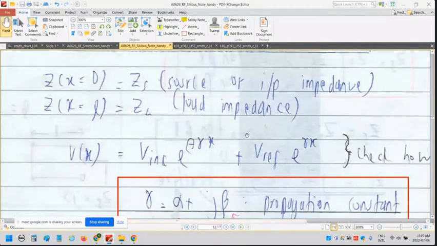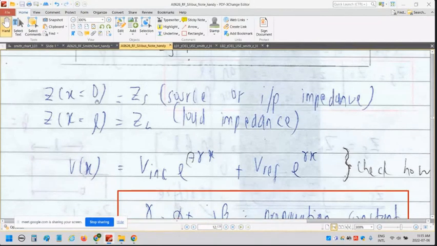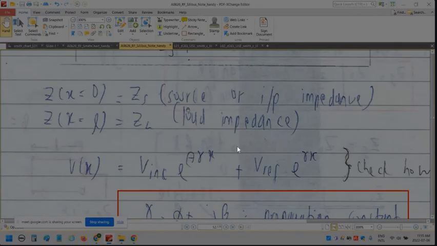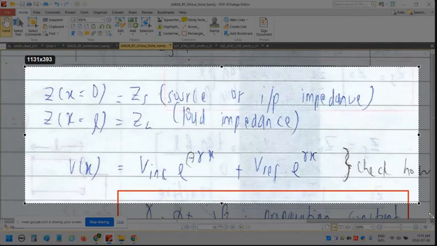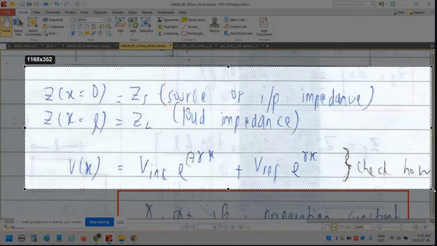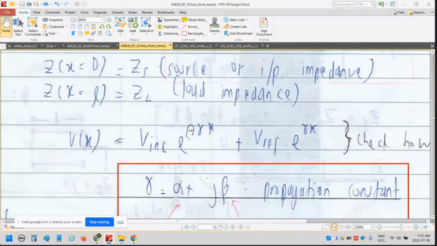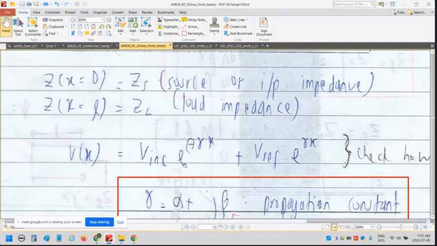Then you should write this one. At x equal to 0, it is ZS. At x equal to L, it becomes ZL. ZS is the source or input impedance, and ZL is the load impedance. And then Vx here is V incident times e to the power of negative lambda x, plus V reflected times e to the power of lambda x positive. Here e is an exponent, 2.71. How do they get it?